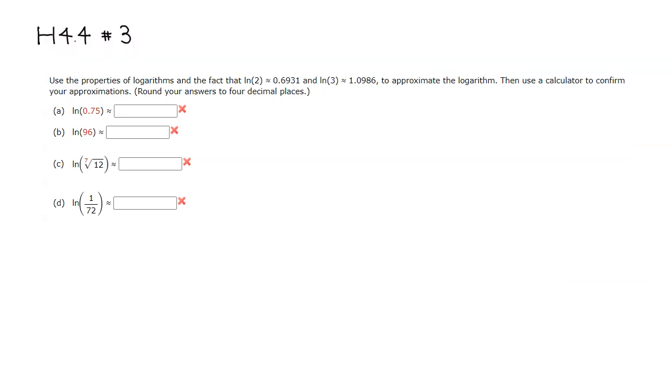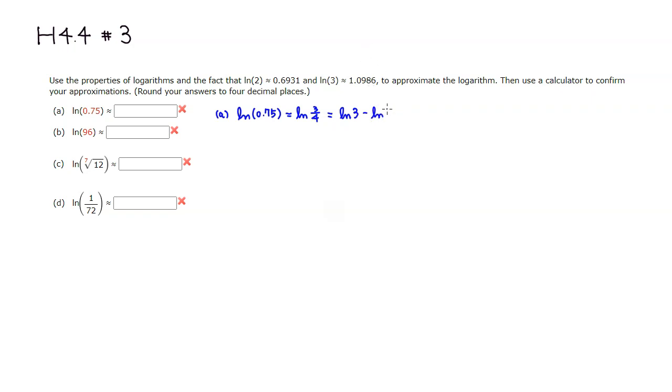So this is part A, the natural log of 0.75. You can easily see that that's 3/4. So natural log of 3/4. Then if you have a division inside, we can write it as a subtraction outside. So you have the natural log of 3 minus the natural log of 4.